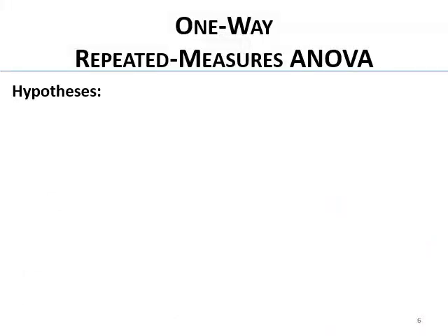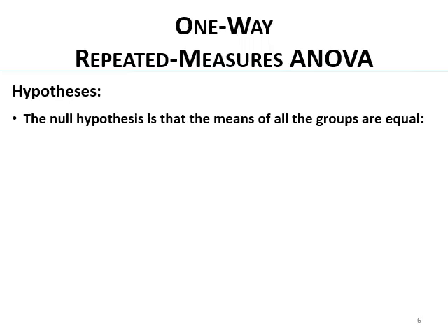All right, so how do you write hypotheses? Exactly the same as between subjects ANOVA, if that makes it easy for you. The null hypothesis is, again, that the means of all the groups are equal. So there's your null. Mean of group 1 is equal to mean of group 2 is equal to mean of group 3, etc., and so forth. Your alternative is that they're not all equal to each other.